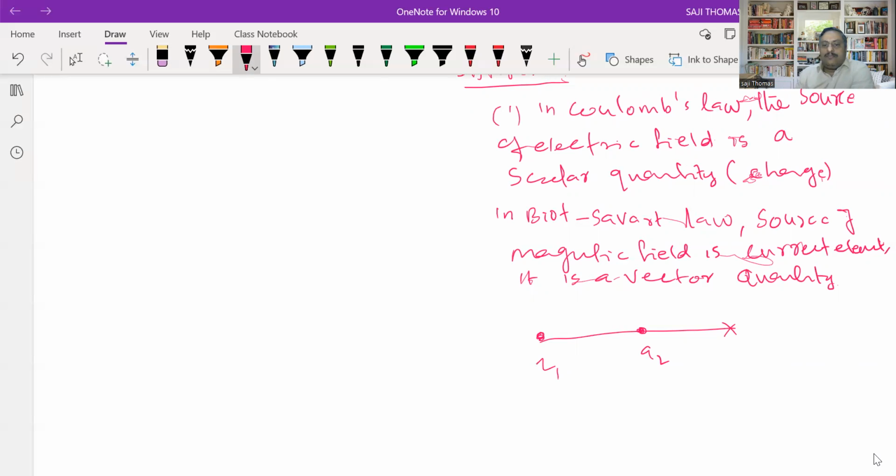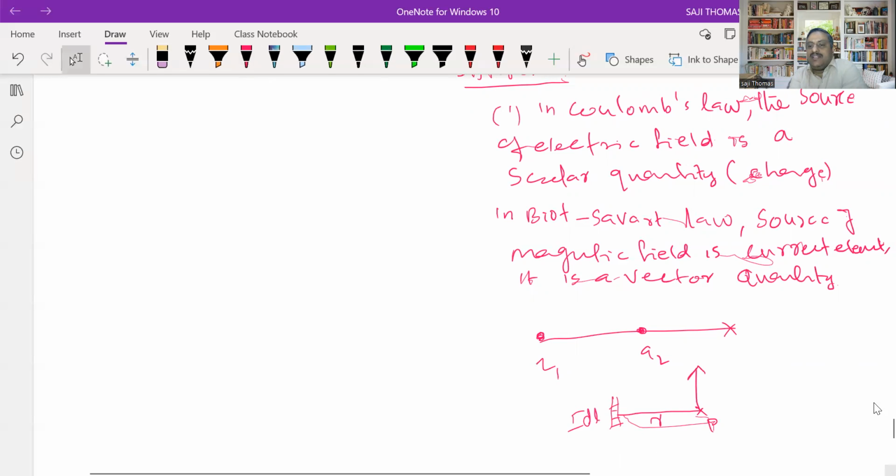But in the Biot-Savart law, suppose this is the current element, I dl, and this is the point P. The magnetic field is perpendicular to this line, perpendicular to the line joining the current element and the point P under consideration. This is the second difference.